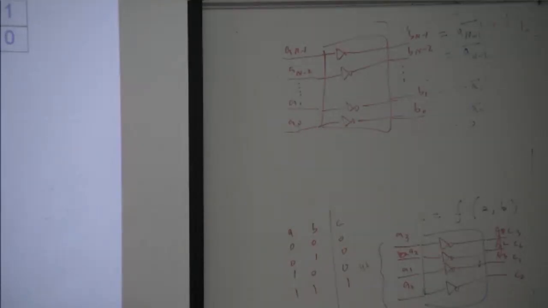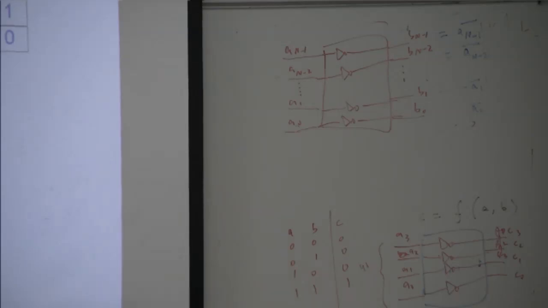So the application of an inverter is a ones complement. This is the binary number. This is the ones complement. So now what is in this example? This A7 is an 8-bit number: A7, A6, A5, A4, A3, A2, A1, and A0. And what is the output? Bn minus 1, Bn minus 2, B7, B6, B5, B4, B3, B2, B1, and B0.